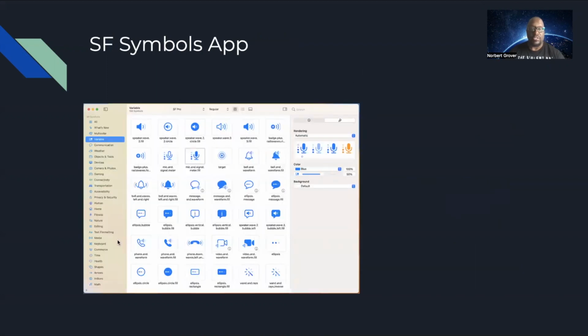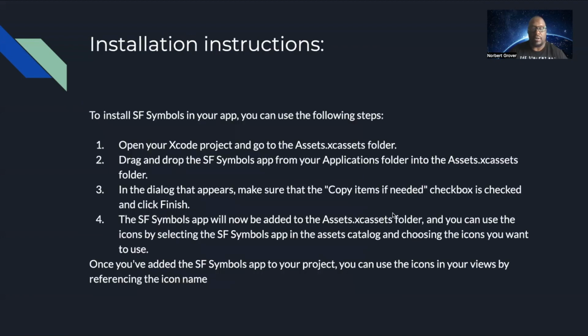Okay, and this is what the SF Symbols app looks like. These are examples of the symbols you can use, right? Message symbol, and it even has a caption that explains what it is, right? Badge plus radio waves, ellipsis, message fill, just different things. Phone and waveform fill, right? And other apps, right? You can go down the list of all these different types.